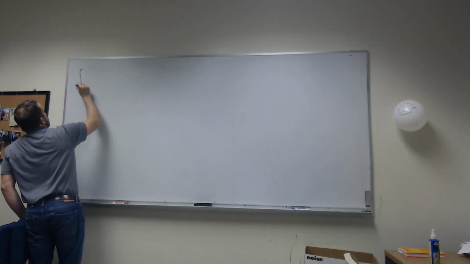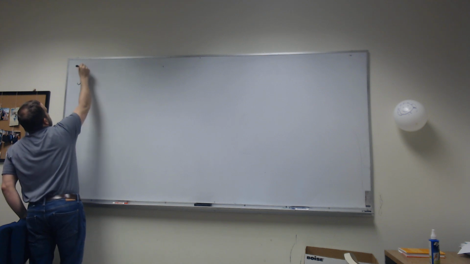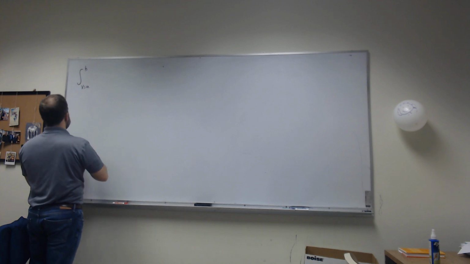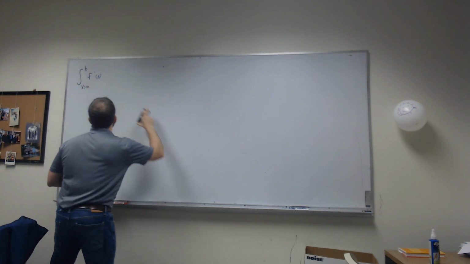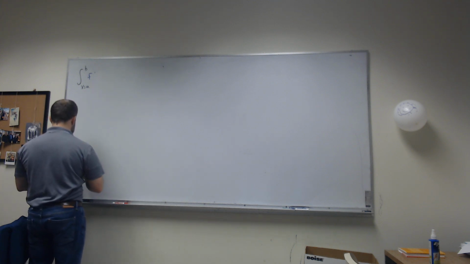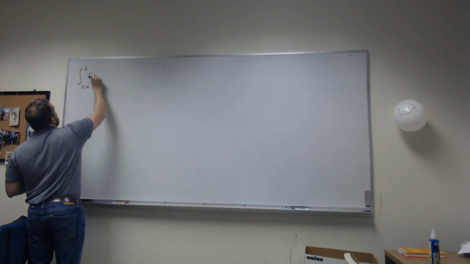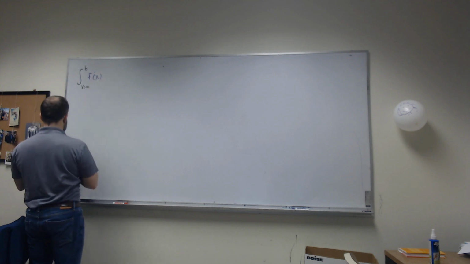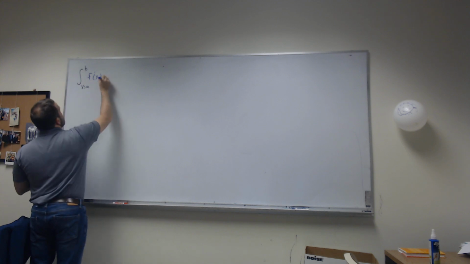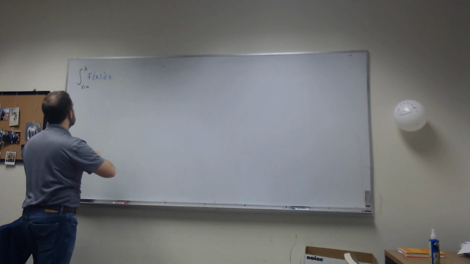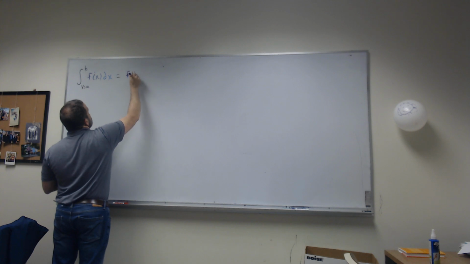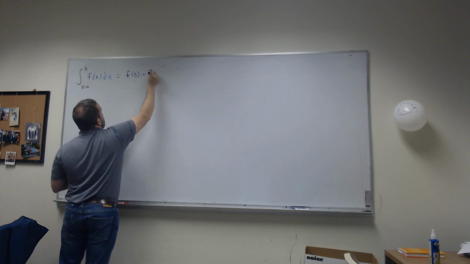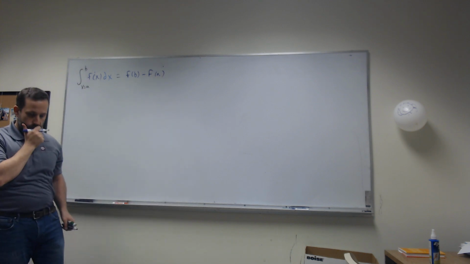It says if I want to integrate from x equals a to b the derivative of a function, f prime of x dx, this is equal to f evaluated at b minus f evaluated at a.